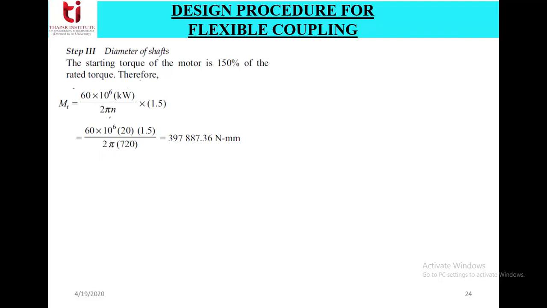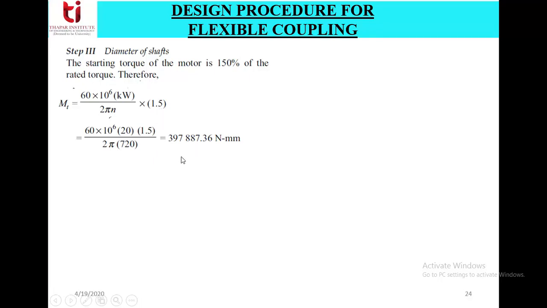Now let us come back to the problem. So how do we go into the diameter of the shaft? Since we know the power, we know the RPM. So we obviously know the relation that power is equal to 2 pi N times torque divided by 60,000. So we can always get the torque, and this will be nothing but the rated torque. But we need the starting torque, that is, the maximum torque should be 1.5 times of this. So this 1.5 time is coming from that.